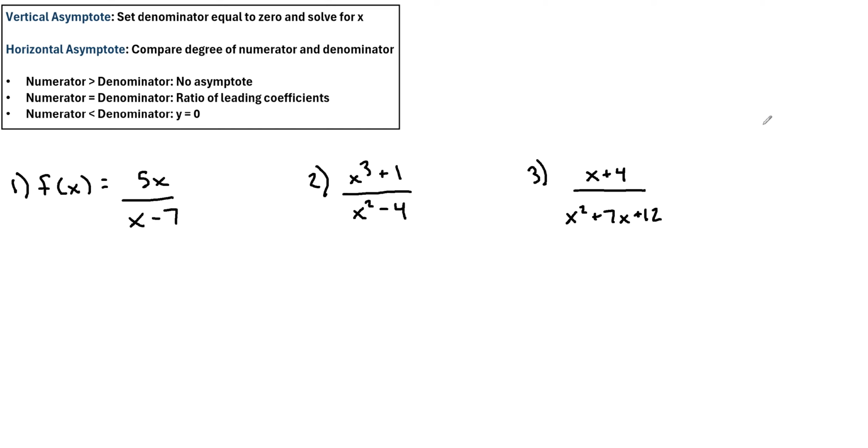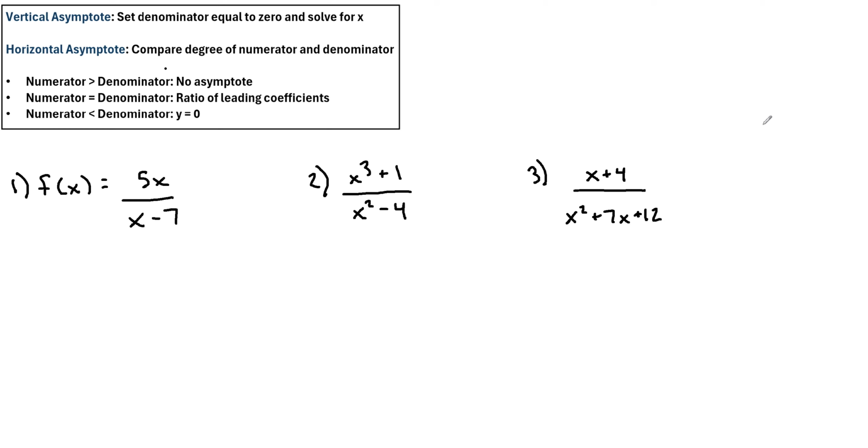In this video, I will explain how to find the vertical and horizontal asymptotes of rational functions. So I've written down a couple rules that we can remember of how to find the vertical and horizontal asymptotes. To find the vertical asymptote, we just set the denominator equal to 0 and solve for x. And to find the horizontal asymptote, we just compare the degree of the numerator with the degree of the denominator.